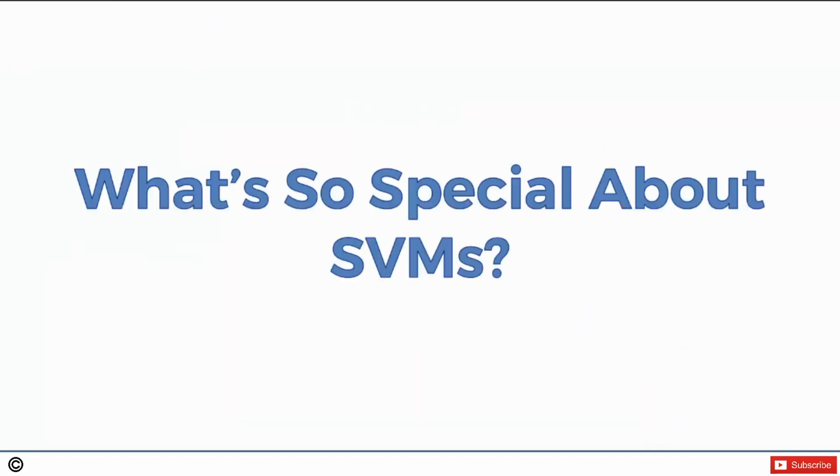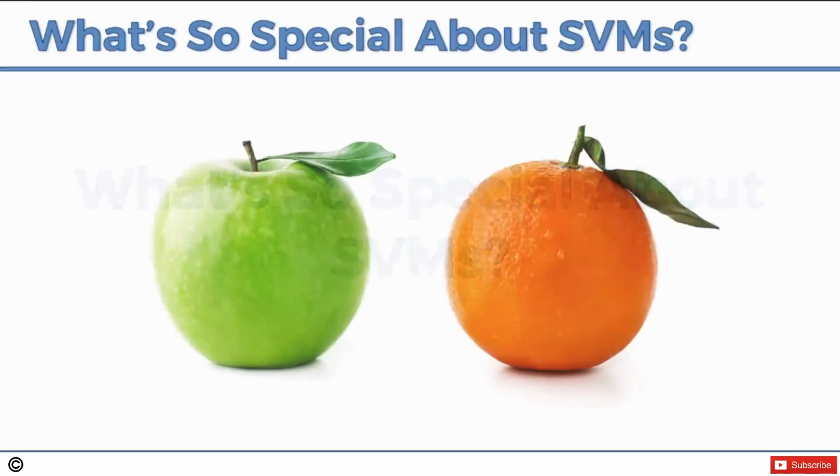And the question is, what's so special about SVMs? Why are they so popular and why are they different to other machine learning algorithms? That's exactly what we're going to talk about right now. So imagine you're trying to teach a machine how to distinguish between apples and oranges, how to classify a fruit as either an apple or an orange.